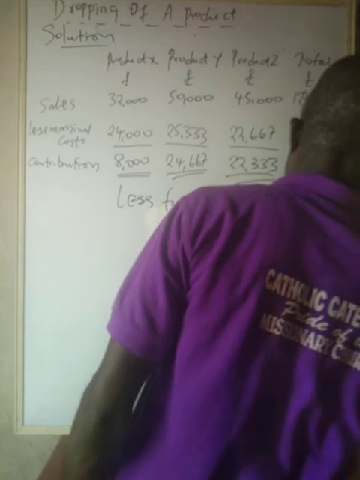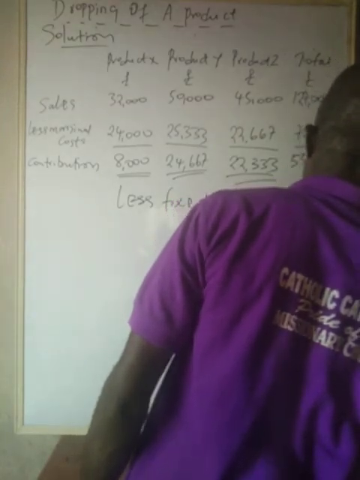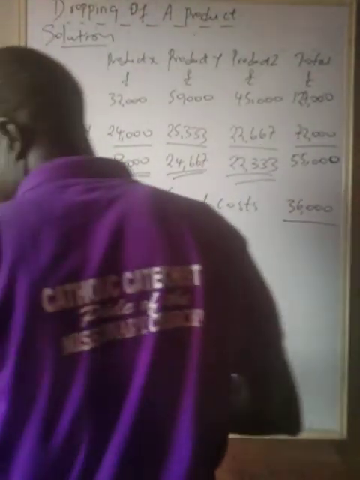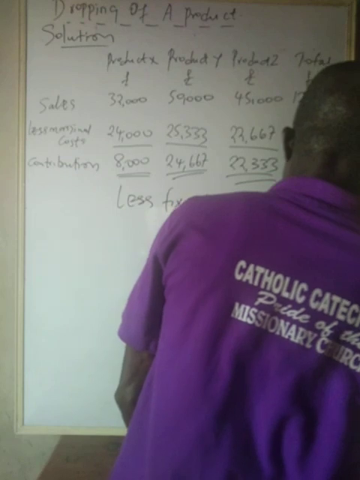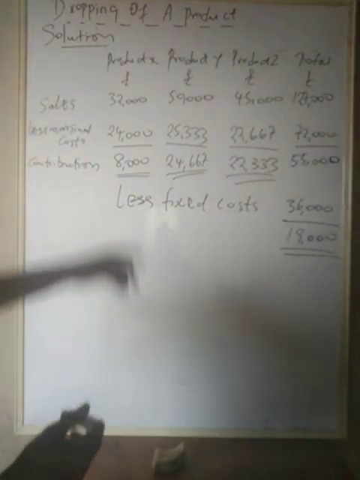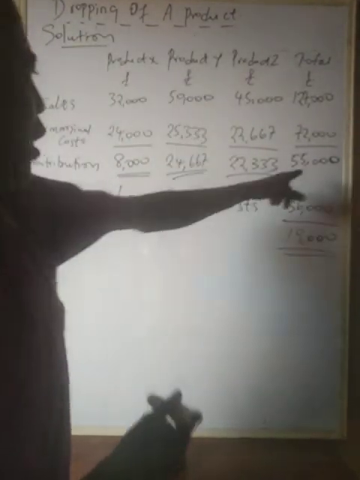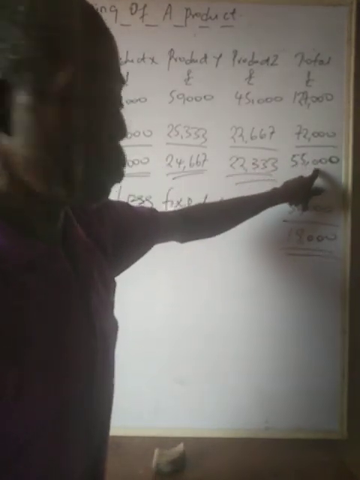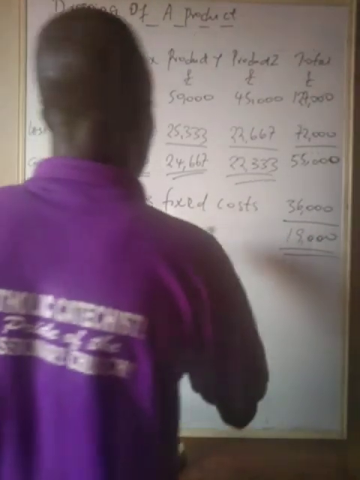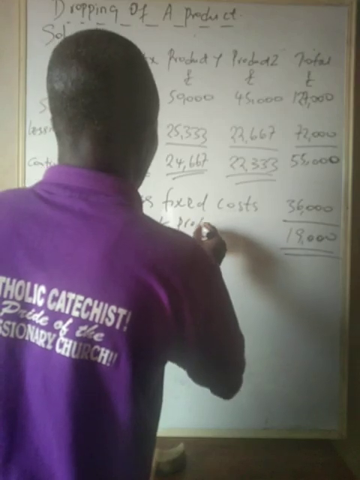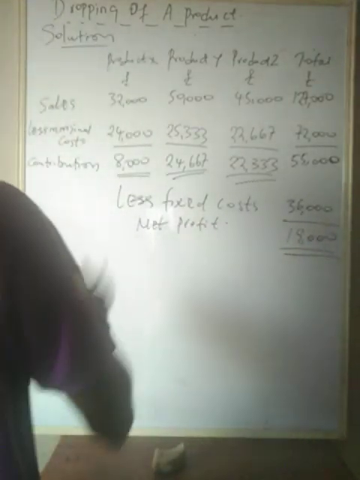Deduct it from contribution and you arrive at 19,000. You can see the contribution of product X is here. If the contribution of product X is dropped, this figure is going to be dropped, and the net profit is going to be reduced.